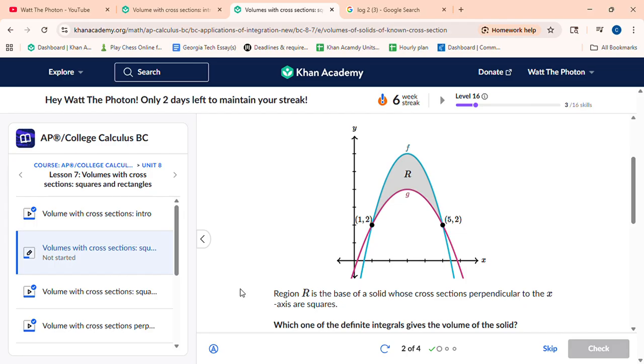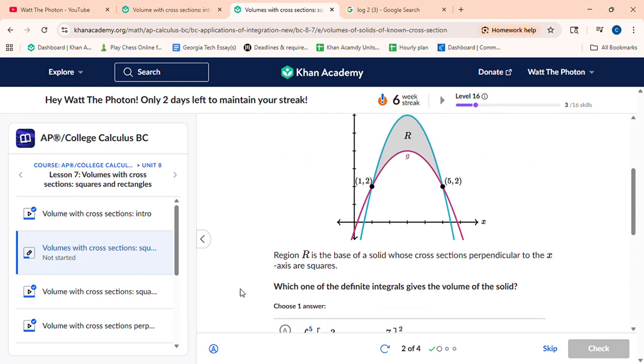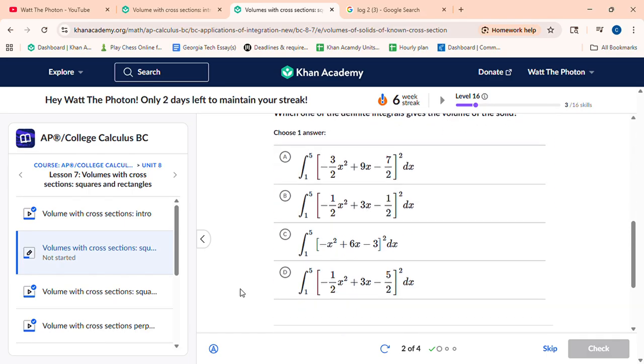Integral from 1 to 5. Sure, 1 to 5. Oh, does it give us the value? Oh, it does. So integral 1 to 5 of f of x. They're all 1 to 5.